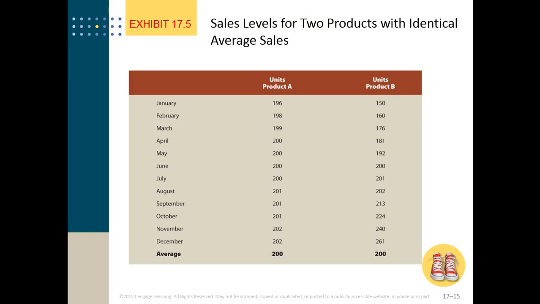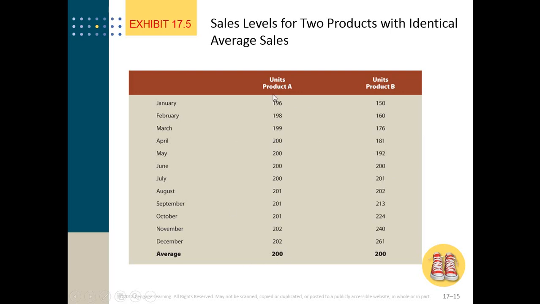Let's take this example. We have 2 products, product A and product B, and their monthly sales are given here. January sales for product A, for example, 196, and then February, March, 98, 99, 200, 201. January sales for product B is 150, 160, 176, and so on up to December. So the average sales for both products are 200 and 200. However, you might have noticed that the spread of the data is not the same.